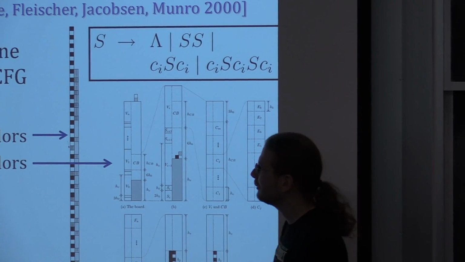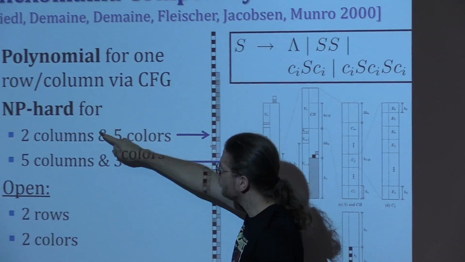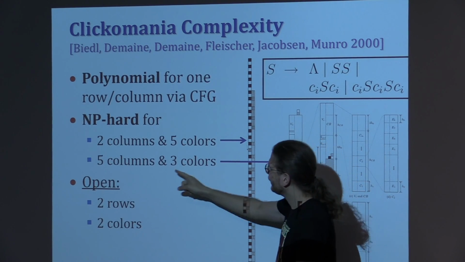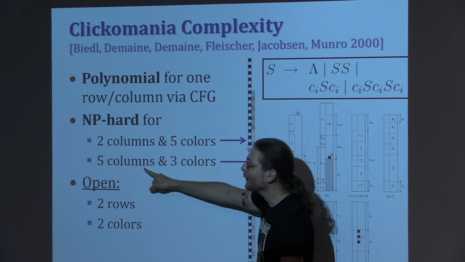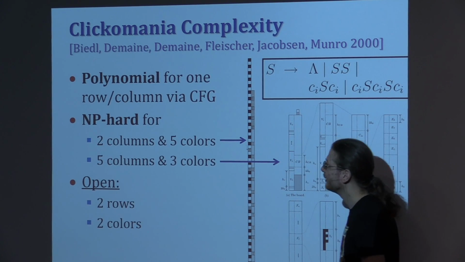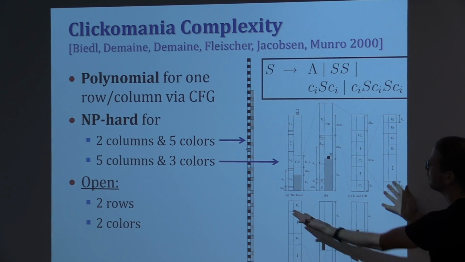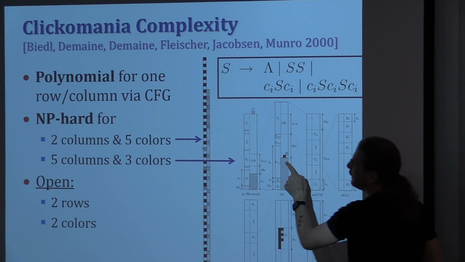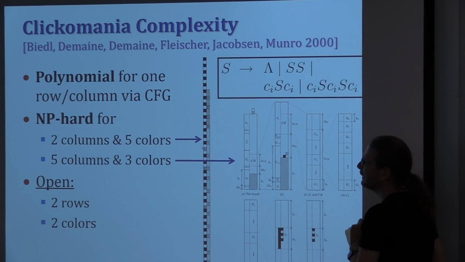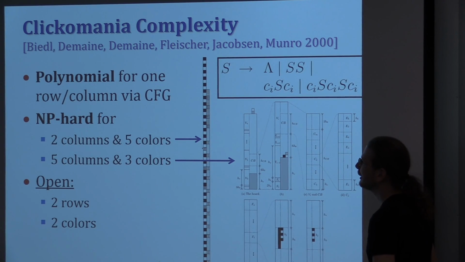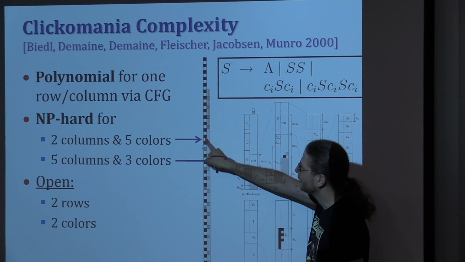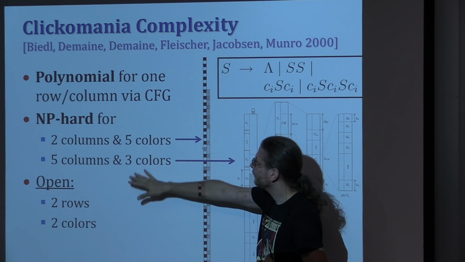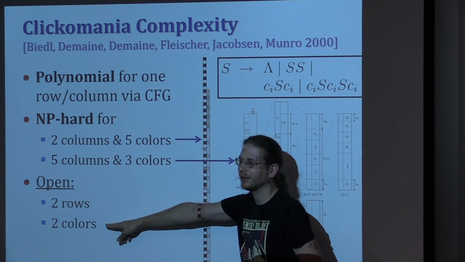We have 2 NP hardness results. One is for 2 columns and 5 colors, and the other one is a hardness proof for 5 columns and 3 colors. And these are the proofs. This one is 3 partition. This one is 3 SAT. So we might talk about that in the 3 SAT section of the class, but I'm going to focus here on the 3 partition, 2 columns, 5 colors. Open problem is whether with 2 colors you can get any hardness.